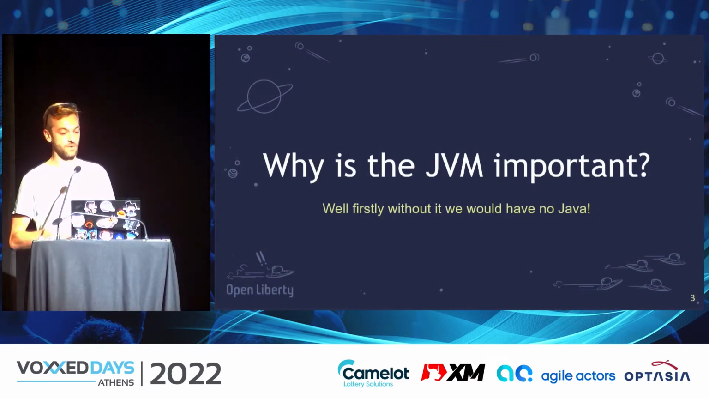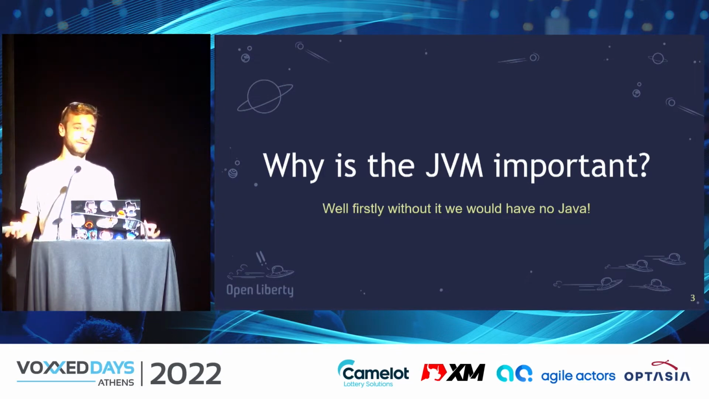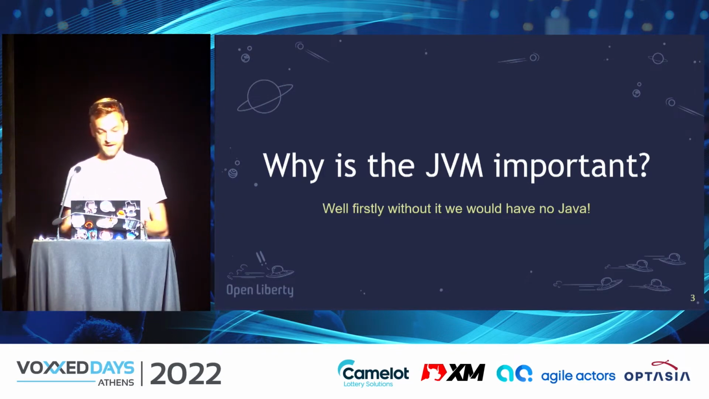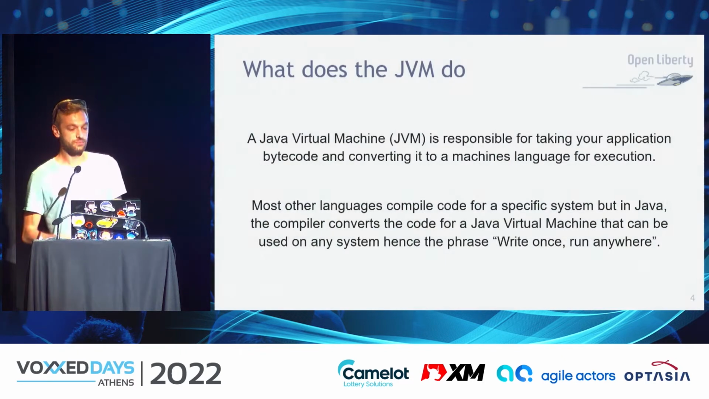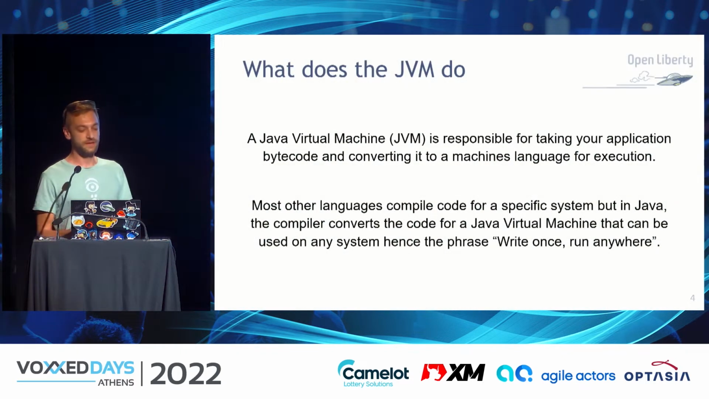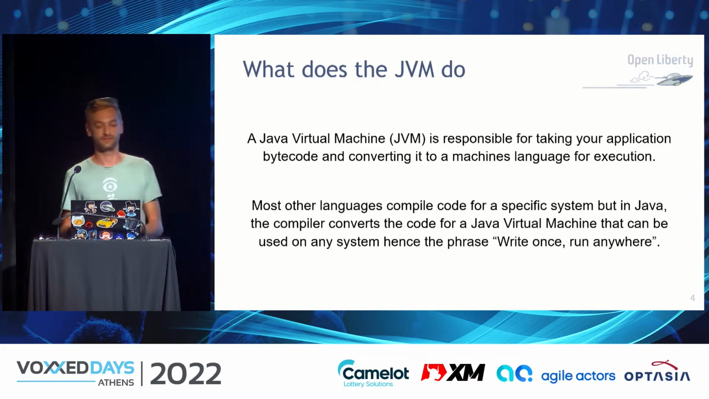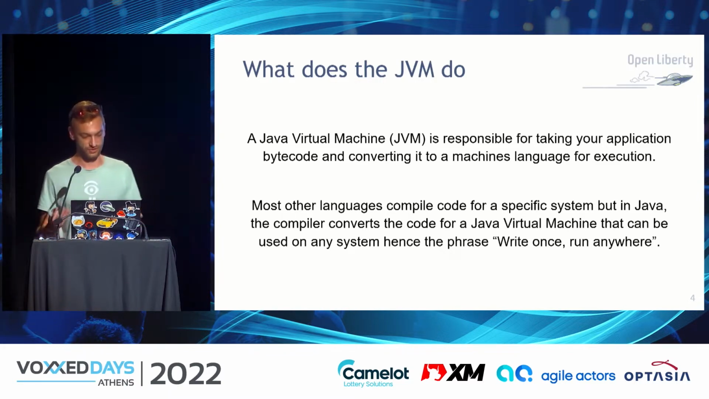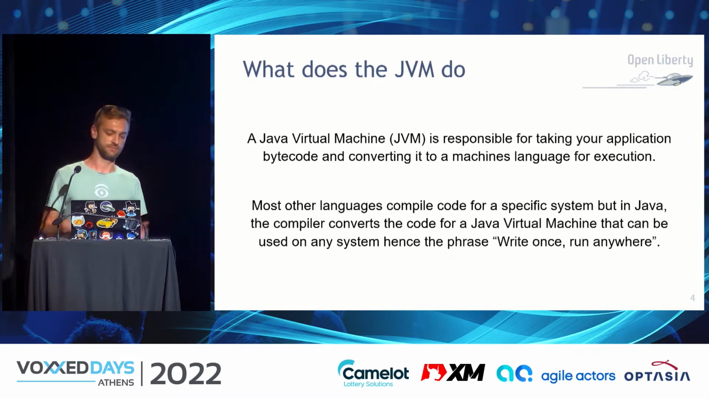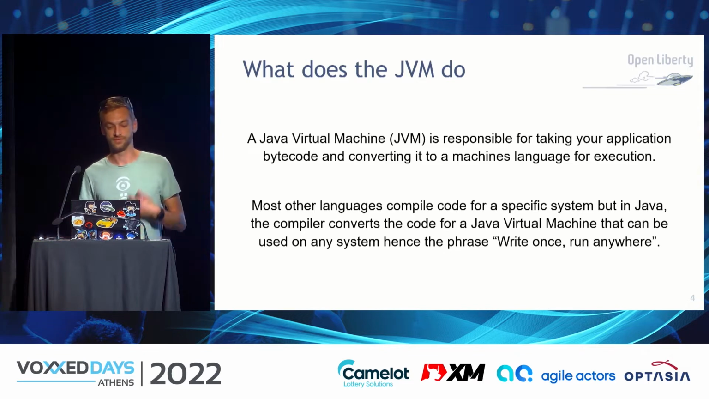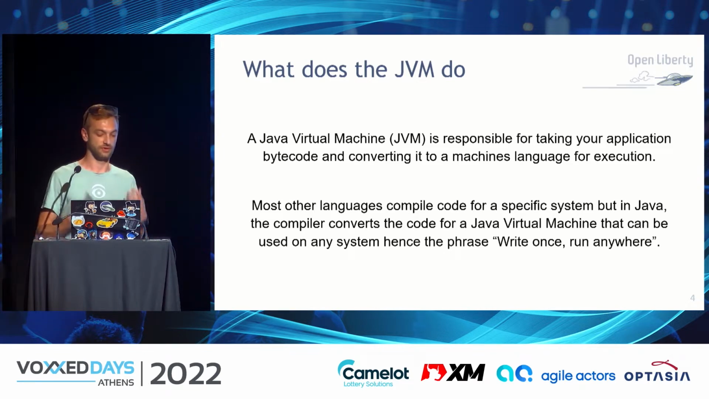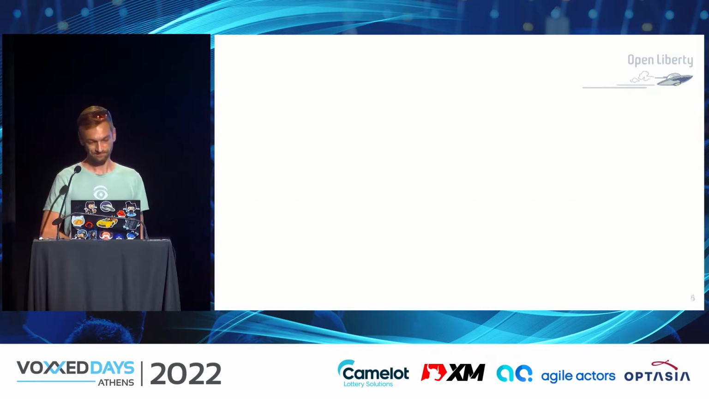Like I said, why the JVM is important. Without the JVM, we wouldn't have Java as we know it today. So what does the JVM do? The JVM is a Java virtual machine, hence the phrase JVM, and it's responsible for taking your application bytecode and converting it into machine language for execution. Most other languages compile code for a specific system, but in Java, the compiler converts the code for the Java virtual machine that can be used on any system, hence the phrase in Java, write once, run anywhere.